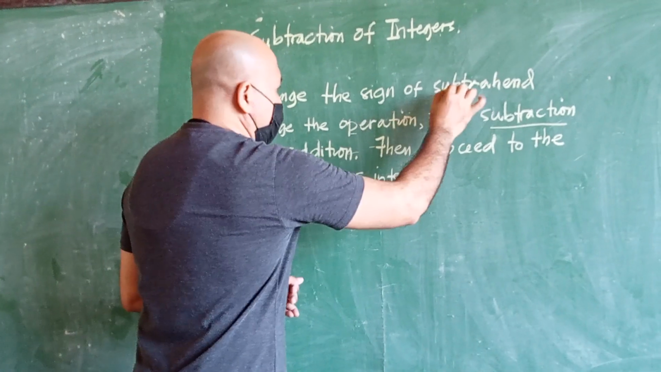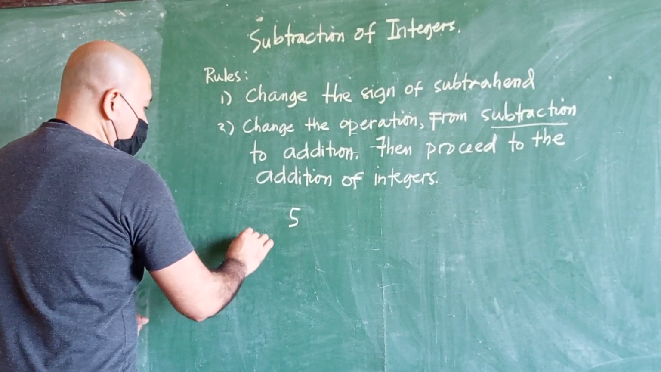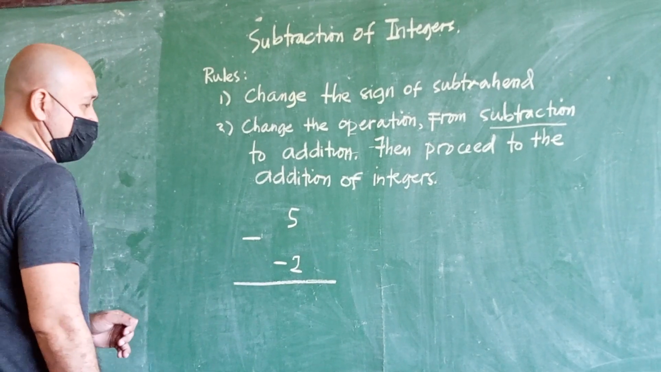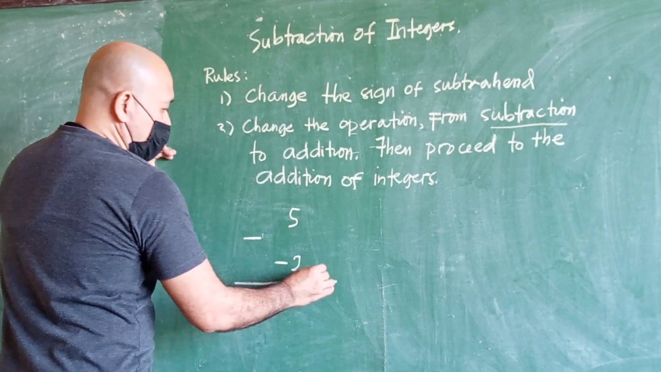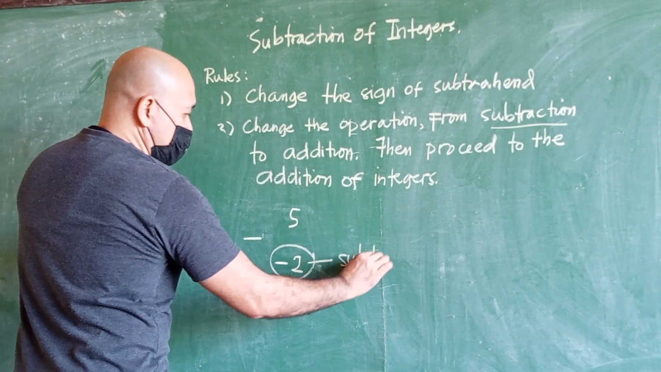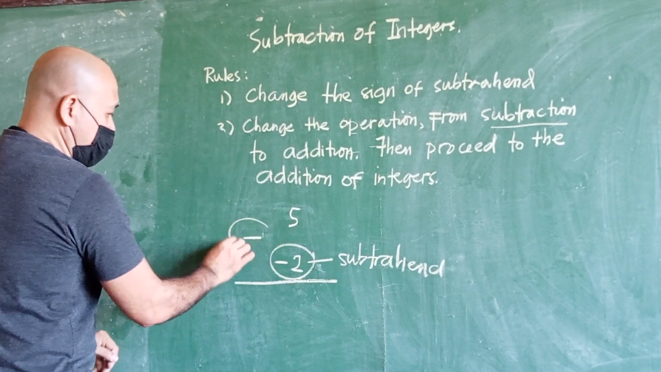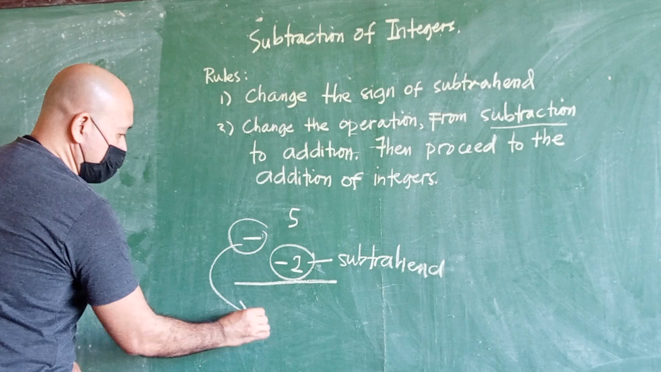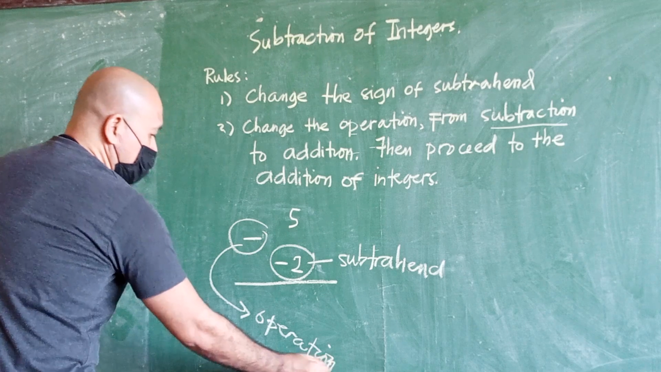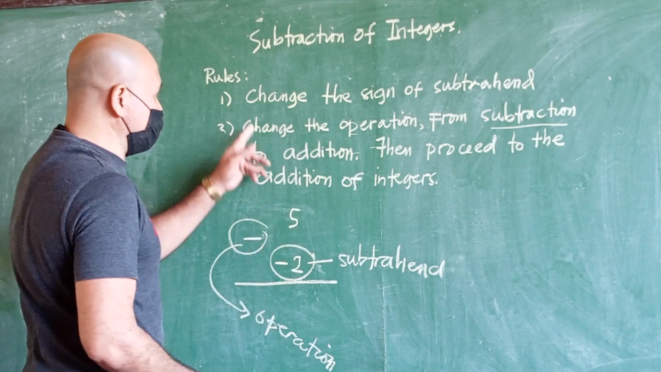Okay, since we talk about subtrahend here, let us say, for example, we have 5 minus, shall we say, negative 2. So let us try to recall. This part here is what we call the subtrahend. And this one is the operation, which is the subtraction. So why am I emphasizing this one? Because these are the focus of the rules.